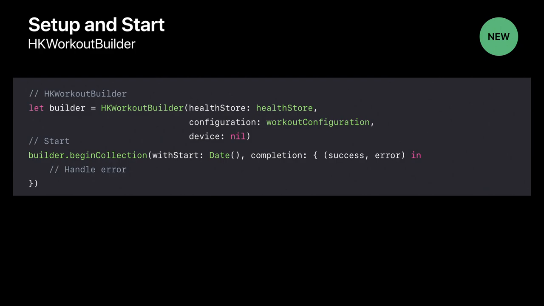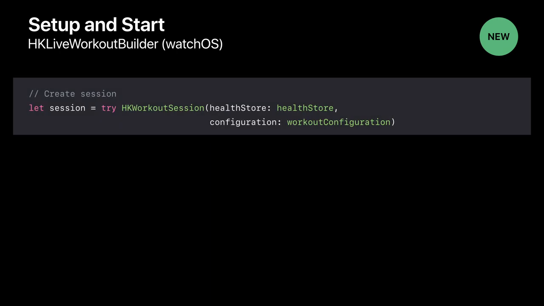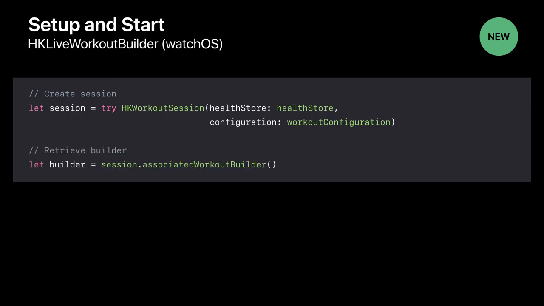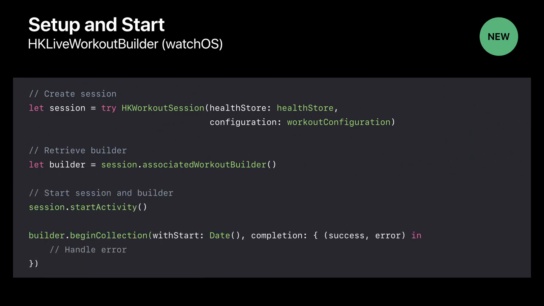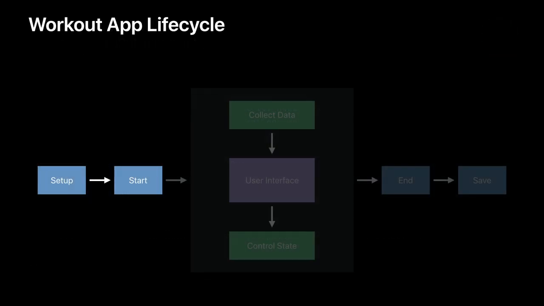It's that simple. If you are on watchOS, you can use the live workout builder. And so first, you need to create a workout session by passing a health store and workout configuration. And then you do not create the builder yourself, but you retrieve it directly from the session by using this call. Once we have the session and builder, we can go ahead and start them up. And so it's as easy as calling start activity on the session and begin collection on the builder by passing a start date. So this is how you set up and start a workout using the builder.